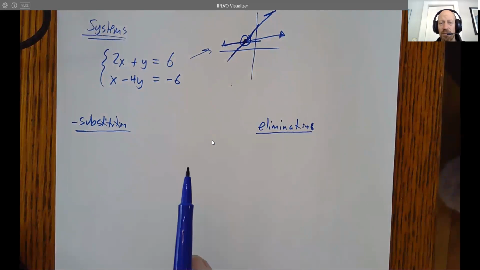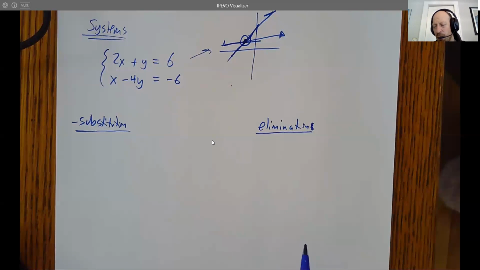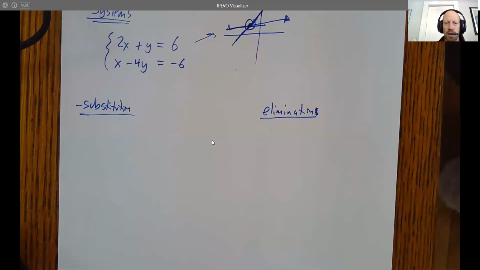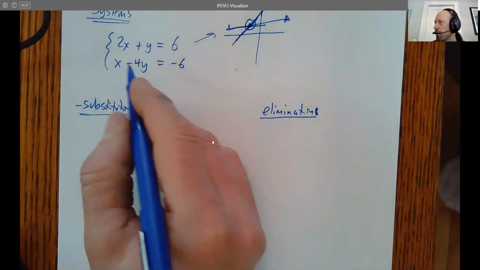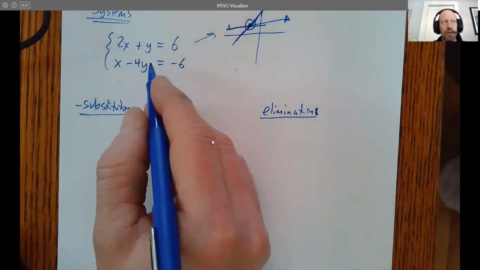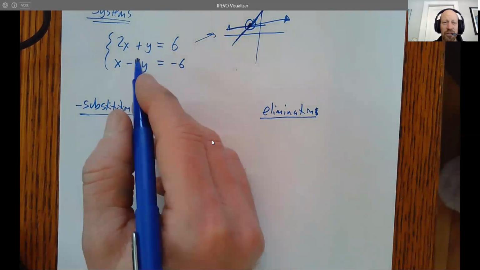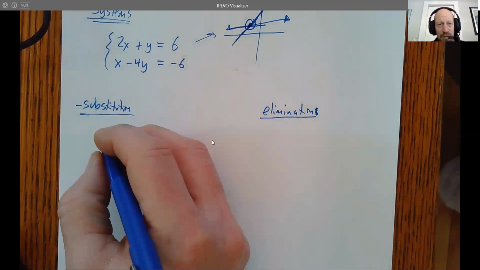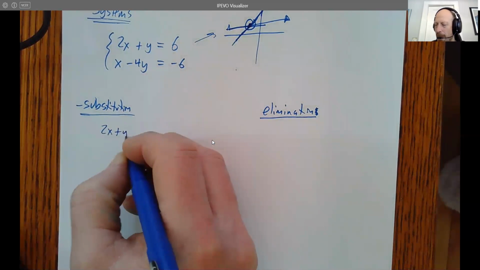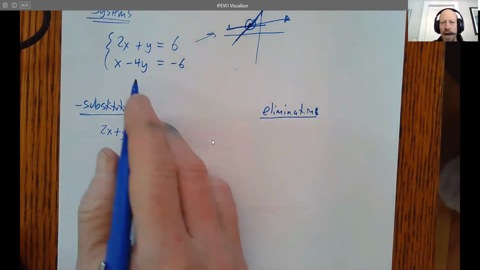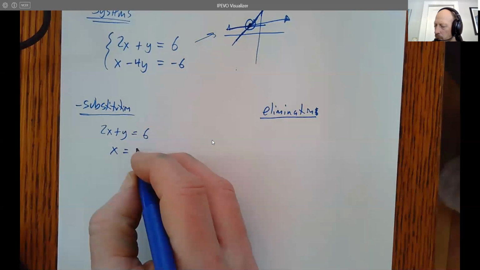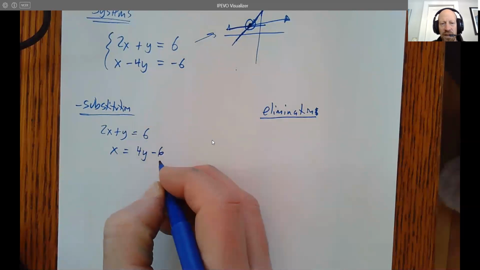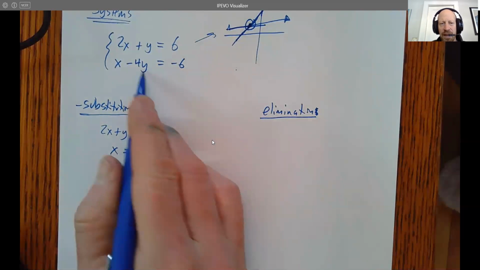So I'm going to solve this system using both of these tools, and then we'll see where that gets us. The idea of substitution is that I'm going to solve one of these equations for one of the variables. And it doesn't actually matter which equation I solve or which variable, so I'd like to keep it easy. This top one wouldn't be very hard to solve for y, but the bottom one to me is almost easier to solve for x, because then it makes this x equals 4y minus 6, just by adding that 4y over.